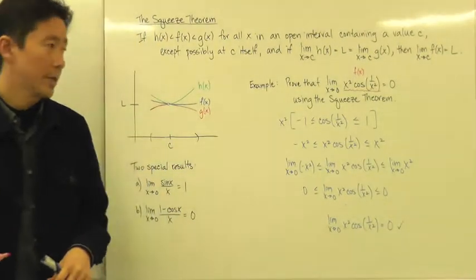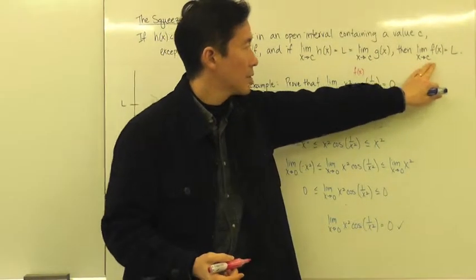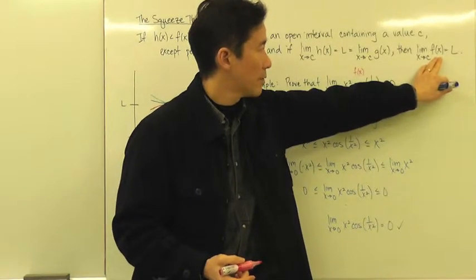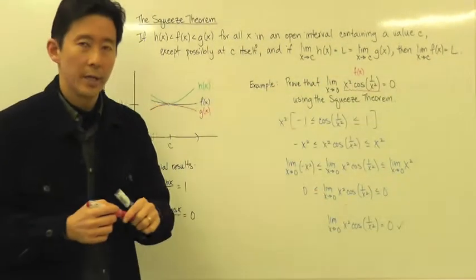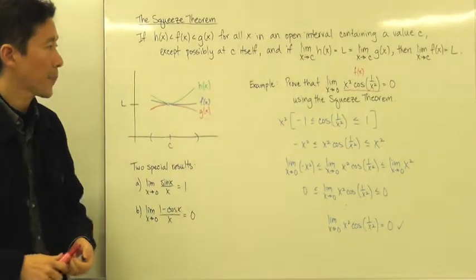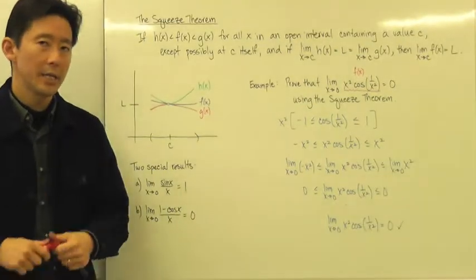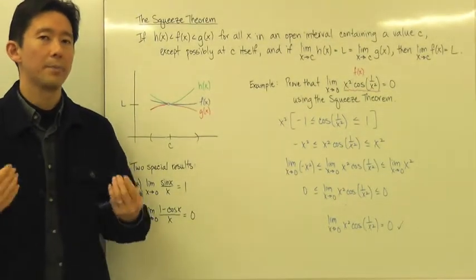And the reason why I want to do that, of course, is because if I'm going to use the squeeze theorem, I have to show that this particular function is also going to assume the same limiting value of h of x and g of x. So what we're going to assume then is that this is f of x. Now the thing that's going to happen is that we're actually going to have to build f of x.